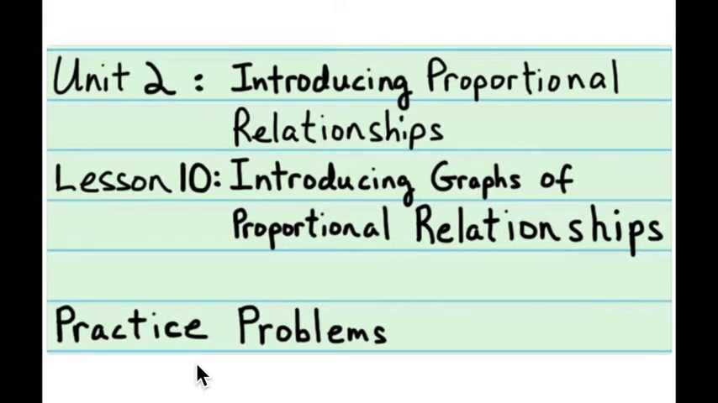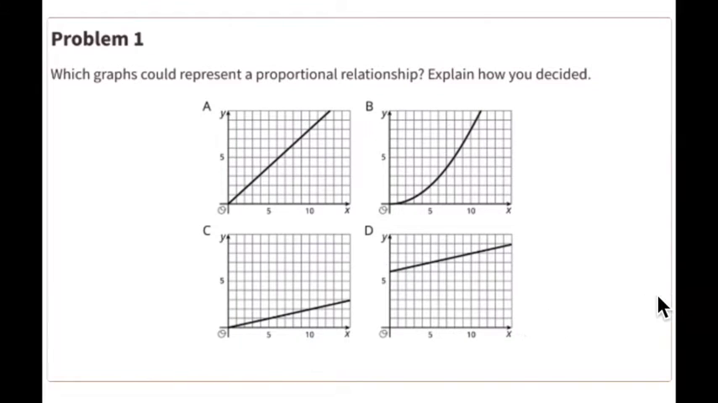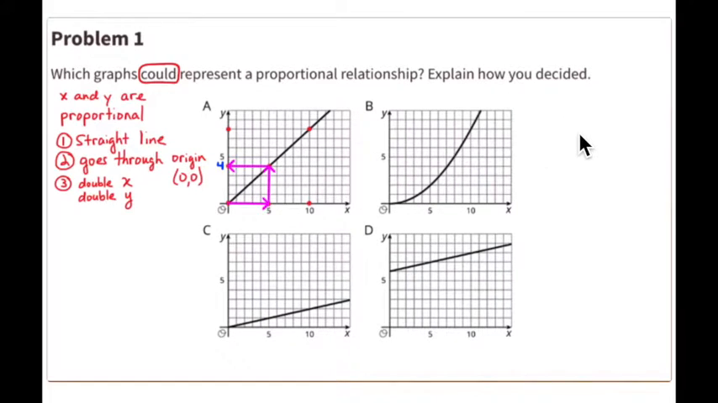These are the practice problems for Lesson 10, Introducing Graphs of Proportional Relationships. And this is problem number 1. In this problem, you're supposed to identify which graphs could represent proportional relationships and explain how you know that.